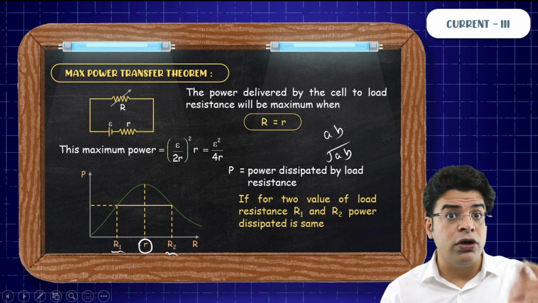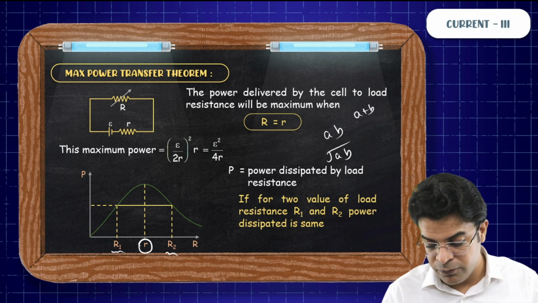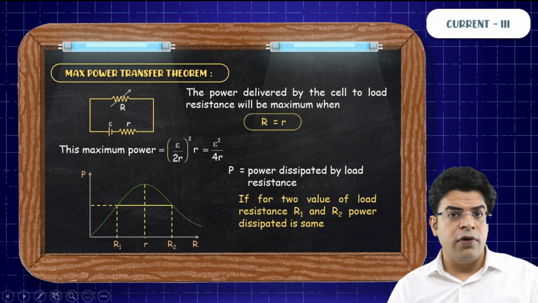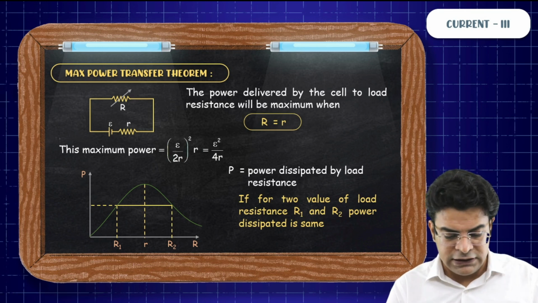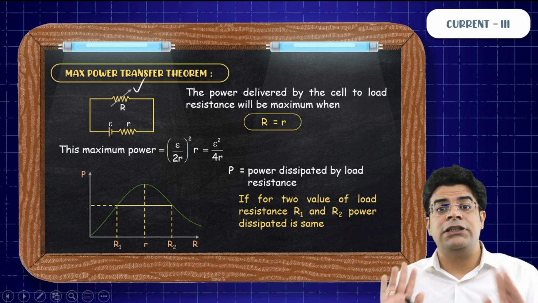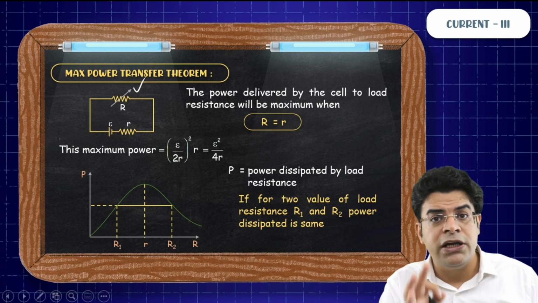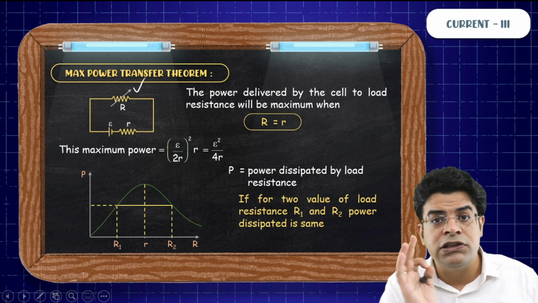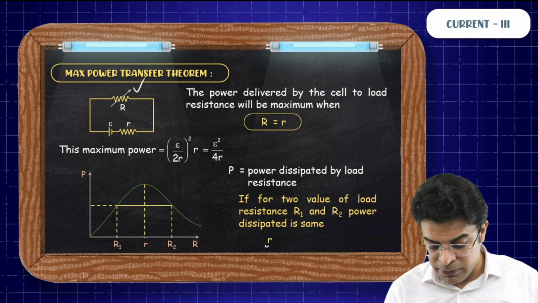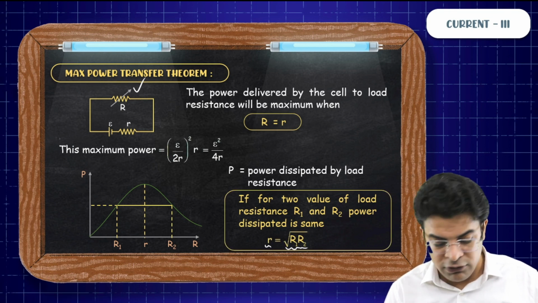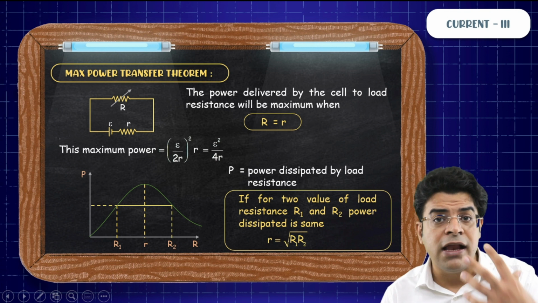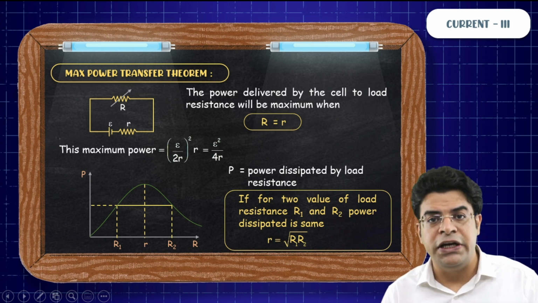Arithmetic mean of two numbers A and B is (A plus B) by 2. So beta, remember that if for two values of load resistance we get the same power dissipated, then the internal resistance of the cell has to be the geometric mean of those two resistances R1 and R2. So remember that R equals root R1 R2. This is a result that will help you solve questions faster in your NEET examination.